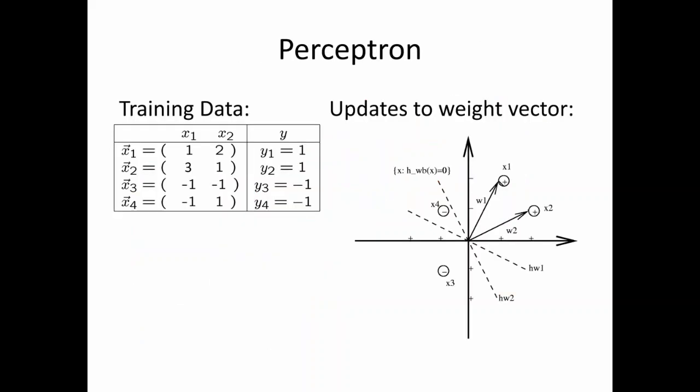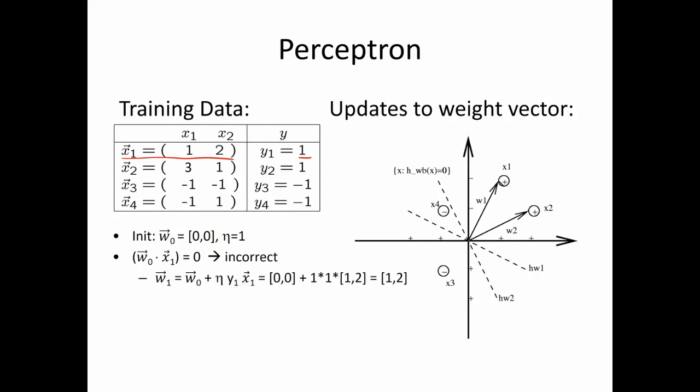Let's look at an example. We want to train our linear classifier using 4 data points, and we initialize our weight vector to all zeros. We use this weight vector to classify our first data point, and the dot product is 0, whereas the true class is 1. This is incorrect. So we update w by adding eta times the true class times x1 vector to the weight vector. So our new weight vector is 1, 2.